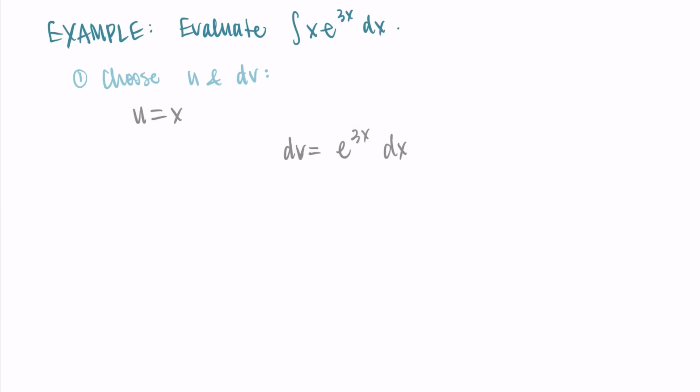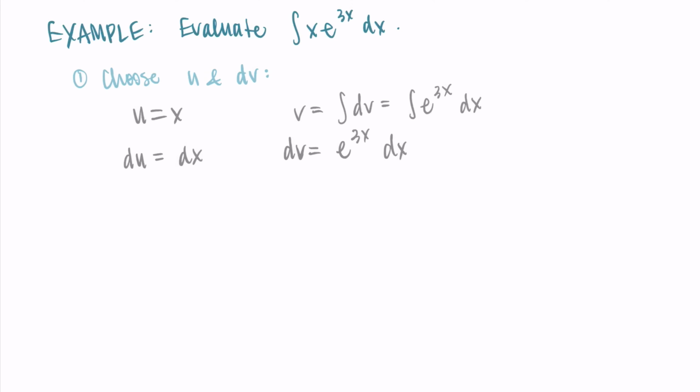So now that we have u and dv, we need to find the missing components, which are du and v. So the derivative of u is just dx, and to find v, we're going to need the antiderivative of e to the 3x. So to technically write out all of the steps for finding the antiderivative of e to the 3x, we would probably use a u substitution where we let u be 3x, and that u would be different from the u we already picked for integration by parts.